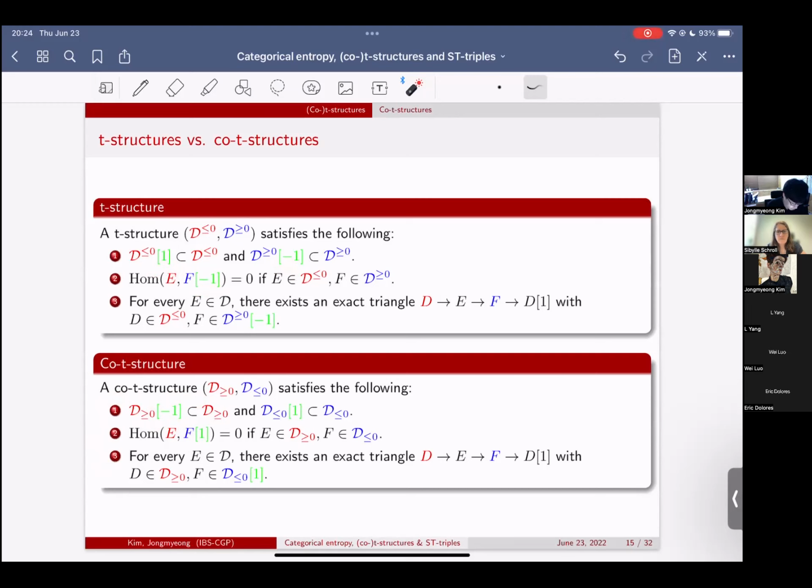For instance, in the case of a t-structure, this truncation triangle is determined uniquely up to isomorphism, but in the case of a co-t-structure, this co-truncation triangle is not unique. So there are many exact triangles satisfying this condition.